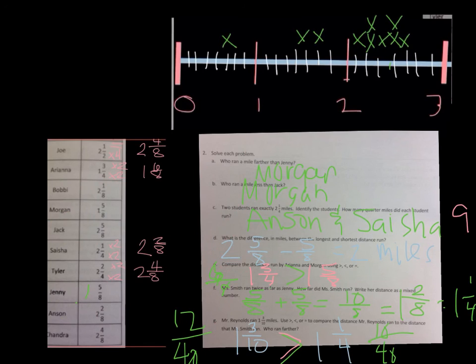The second part of the question says, who ran farther? Well, Mr. Reynolds is the one who ran 1 3/10 of a mile, so Mr. Reynolds ran farther. Make sure you have all of these corrected on your page if you got any wrong.